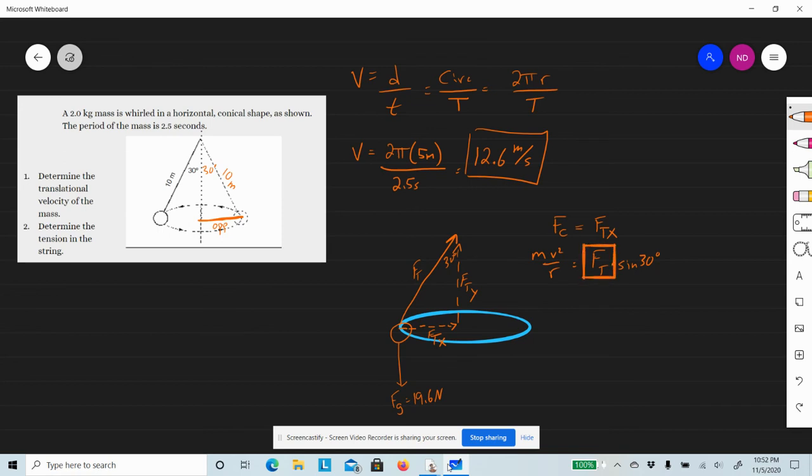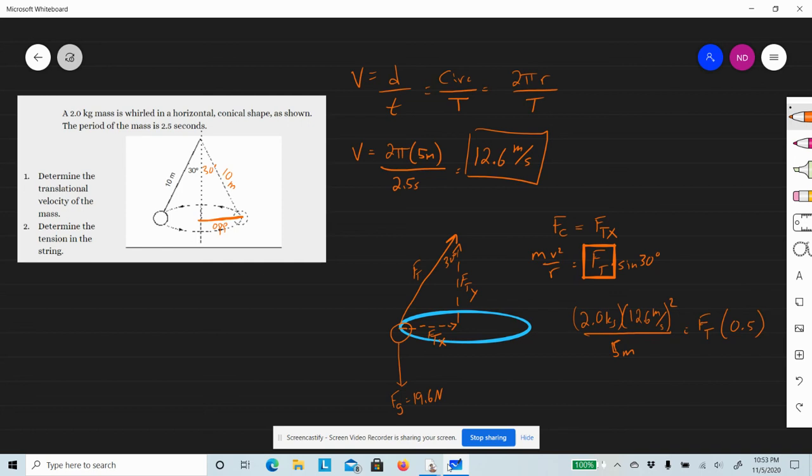So you know m, 2 kilograms. You know v, 12.6 meters per second. You know the r, which was 5 meters. That's going to be equal to the tension multiplied by the sine of 30, which you remember is a half. All you got to do is solve for that.